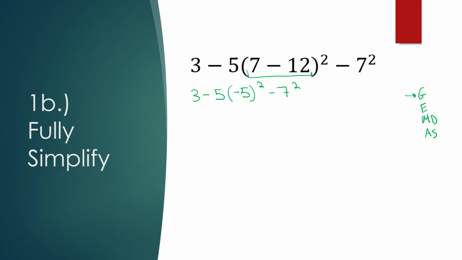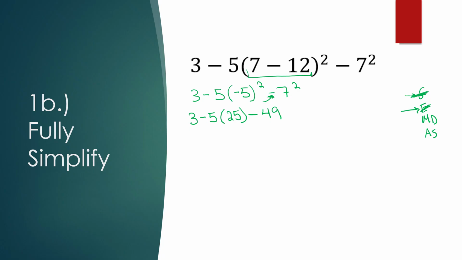Now I don't have any other grouping, but I do have exponents. Oops, I'm not done with those yet. So I copy everything that doesn't have an exponent, keep the parentheses. Now the base is negative 5, and you are multiplying two of those together. So negative 5 times negative 5 is 25. There are no parentheses holding that negative in, so the negative is out by itself, and then I square the 7 and I get 49.